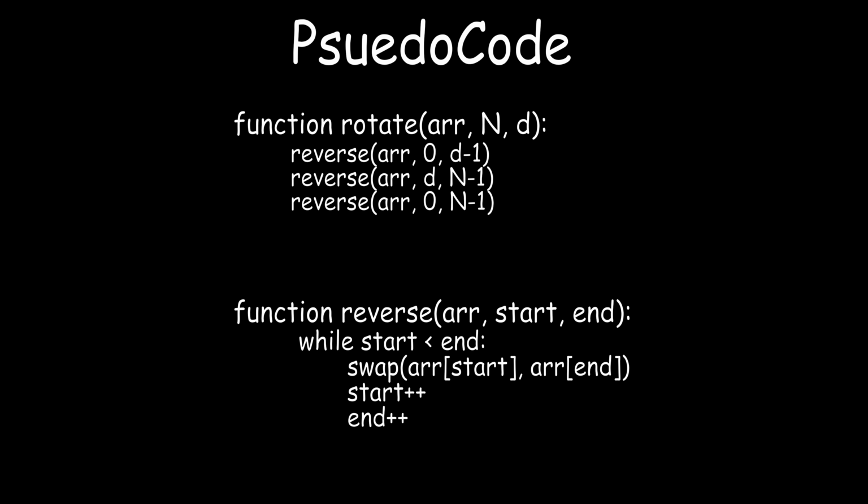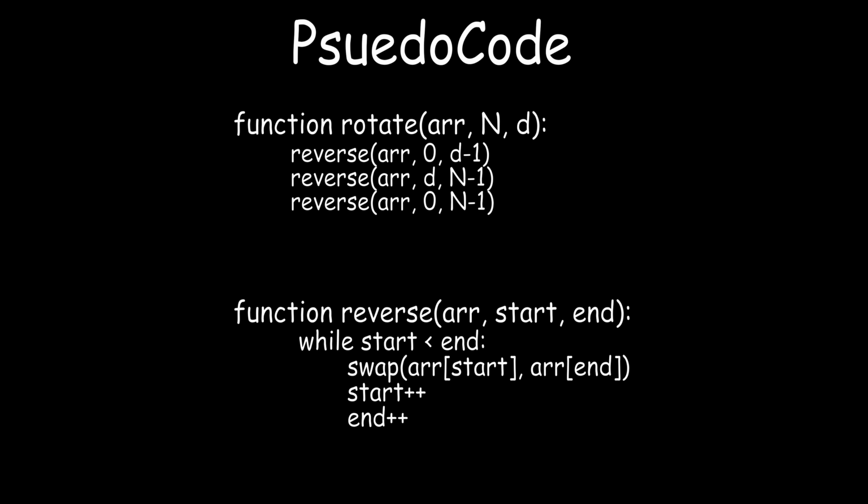We would have a function called rotate which would take parameters array, size of the array n and the number of places the elements of the array are to be moved, that is d. The rotate function would call a reverse function 3 times for all the 3 reversal conditions. Then we would have the reverse function which takes the parameters array, the start of the array and the end of the array to be reversed.